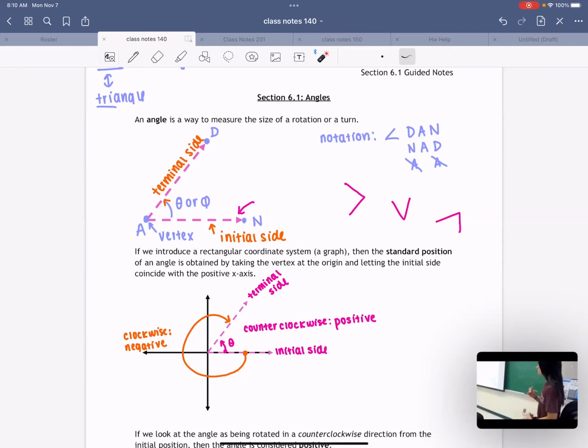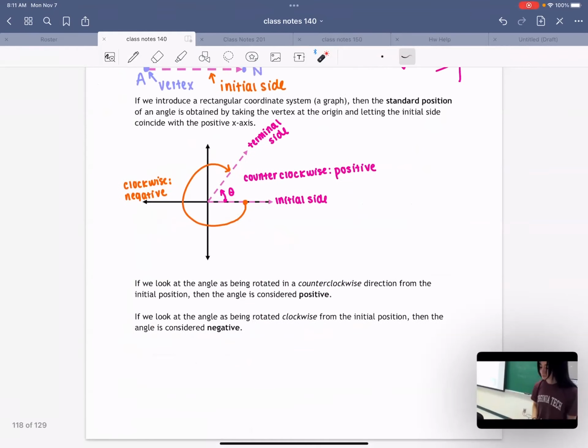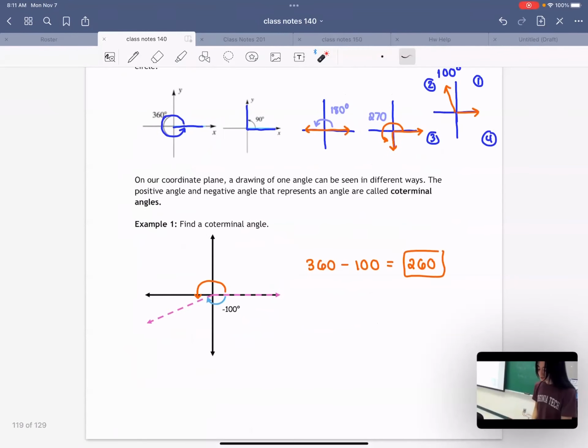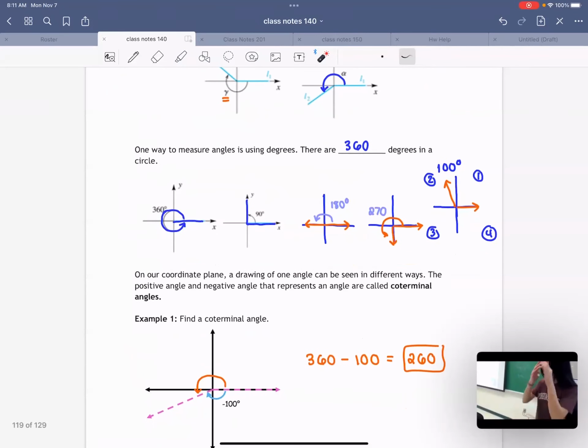Which one is positive, counterclockwise or clockwise? Counterclockwise, right? It's kind of weird to think of it that way. Usually you think of an angle going clockwise because of the clock, but counterclockwise is a positive angle in this class at least.